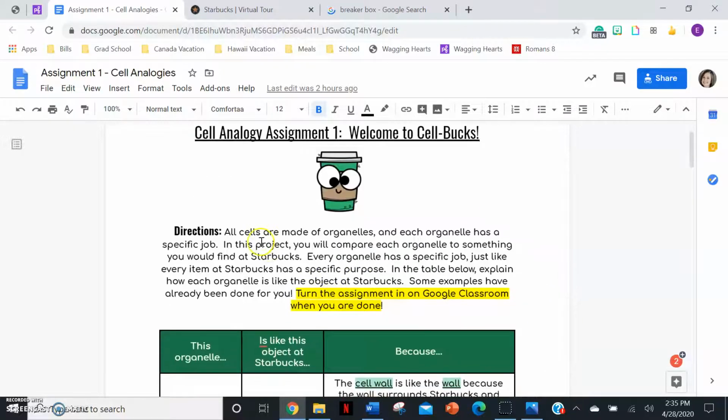Hear what the directions say. All cells are made of organelles, and each organelle has a specific job. In this project, you will compare each organelle to something you would find at Starbucks. Every organelle has a specific job, just like every item at Starbucks has a specific purpose. In the table below, explain how each organelle is like the object at Starbucks. Some examples have already been done for you. Turn the assignment in on Google Classroom when you are done.